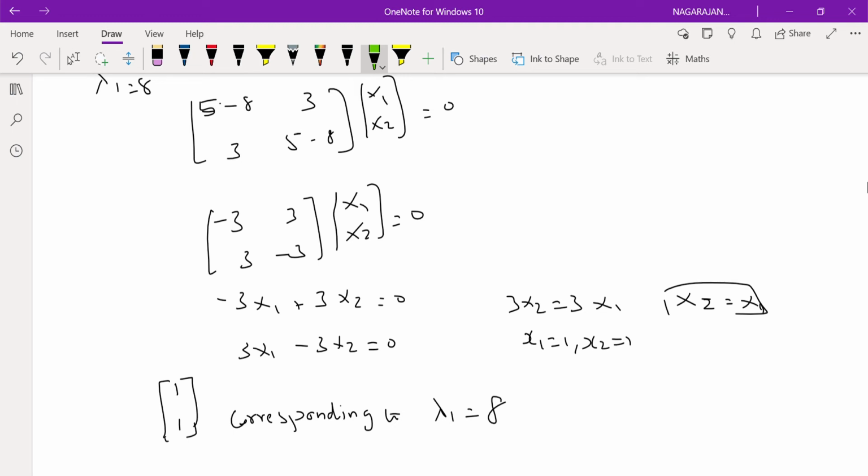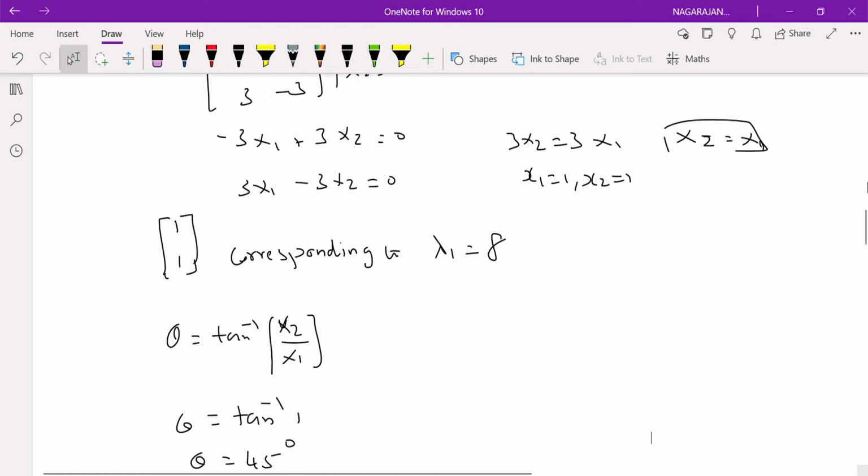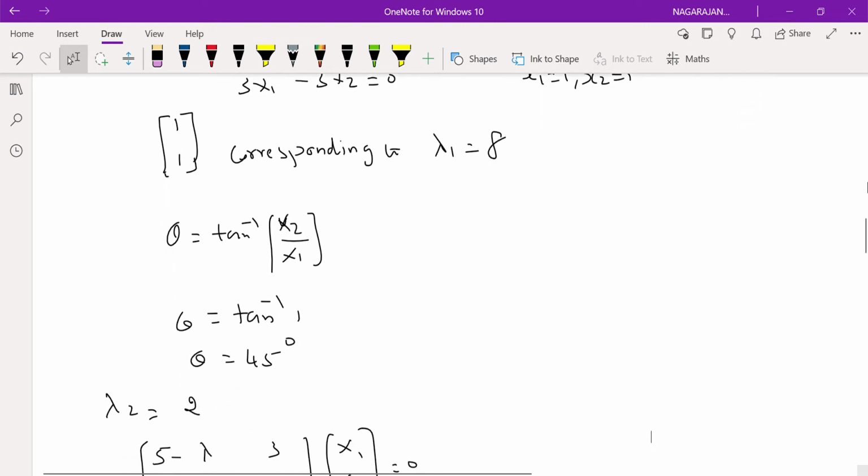Now we need to find theta. Theta equal to tan inverse of x2 by x1. Here x2 is 1, x1 is 1. So tan inverse of 1, the angle theta is 45 degrees.